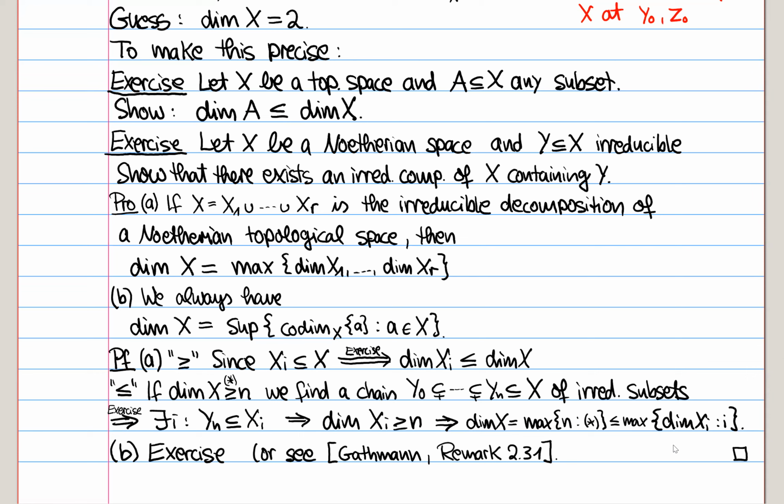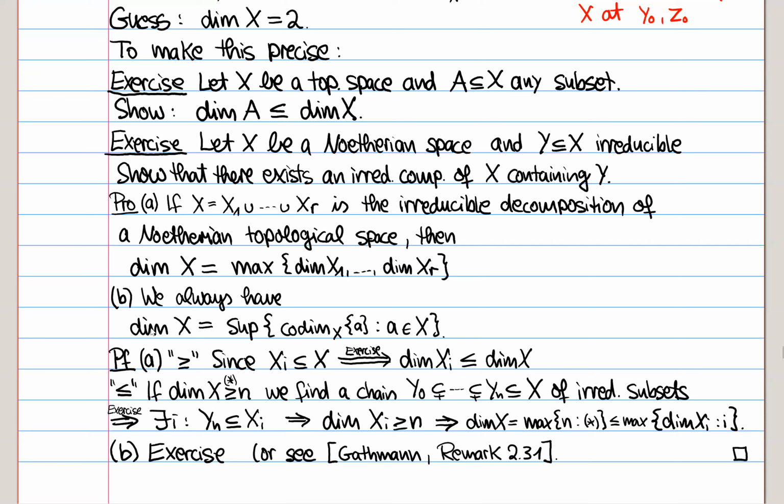And I think you will find that the proof gets easier if you can assume that X is finite dimensional, because then you can just say, well, if the dimension is n, then we find such a chain, and then we find an xi which has dimension also at least n, and this gives you the other inequality directly.